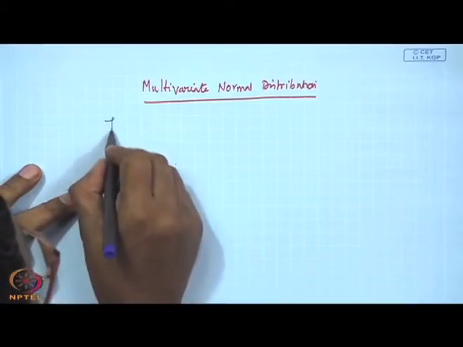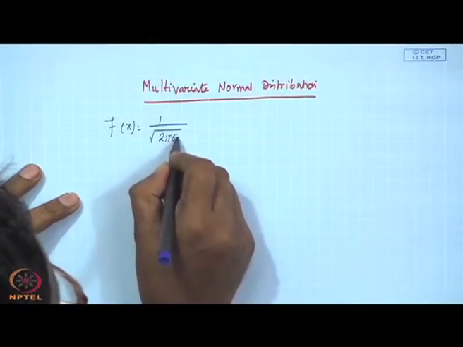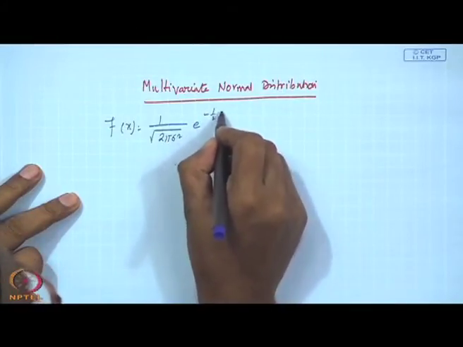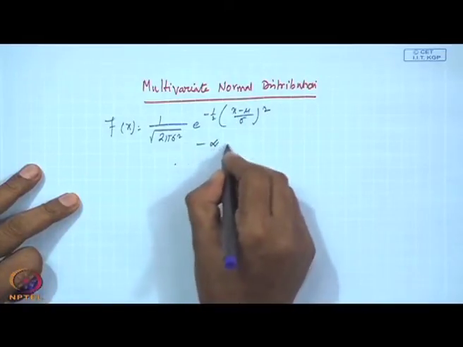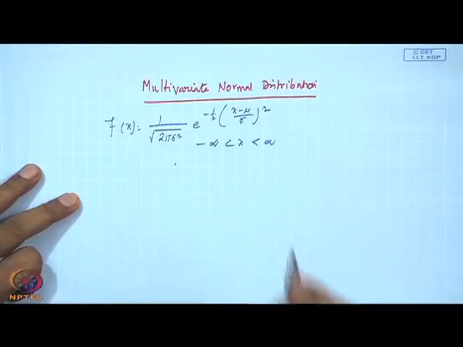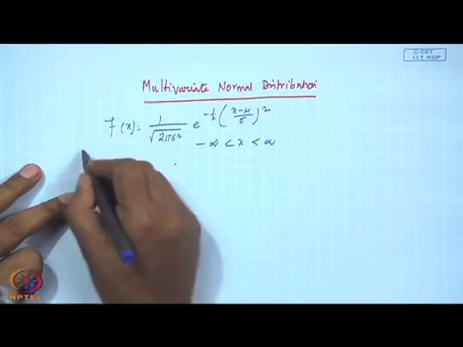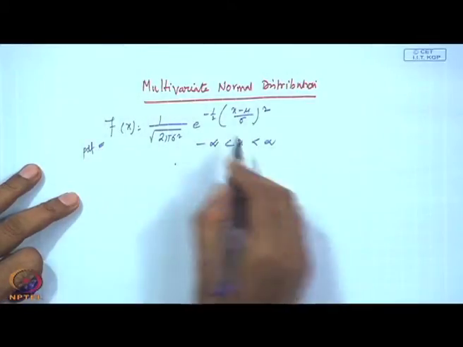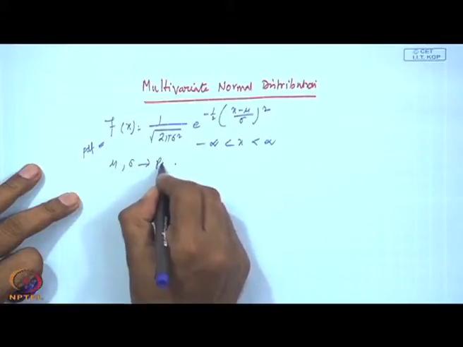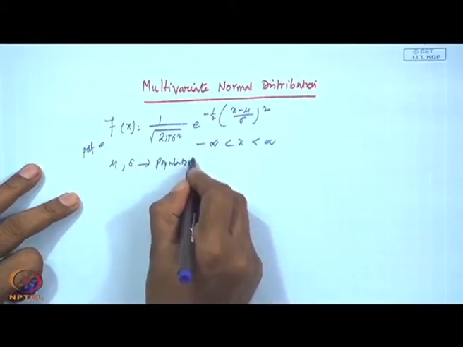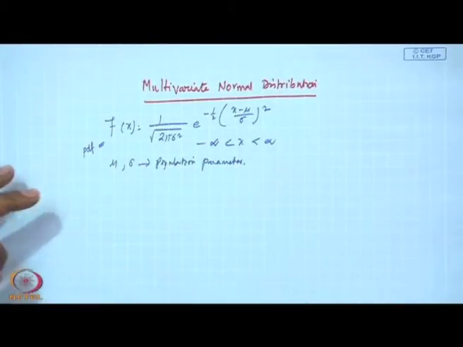This is the formula. If x is a random variable, then f(x) = 1 by root over 2 pi sigma square, e to the power minus half, x minus mu by sigma square, for minus infinity less than x less than plus infinity. So, the PDF is characterized by mu and sigma. Mu and sigma, that is the population parameter.